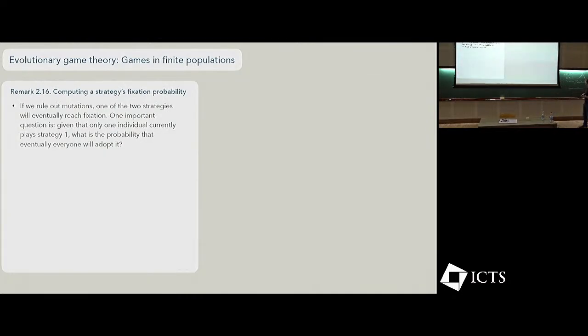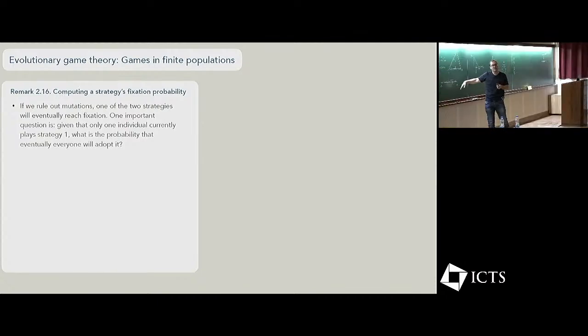Yeah, so one thing that you could calculate now is this invariant distribution. But one thing that is for some reason more common to calculate is strategy 1's invasion probability or fixation probability. So what is the assumption here? The assumption is that in the beginning almost all players play strategy 2, but now there is perhaps a mutation that brings you here.